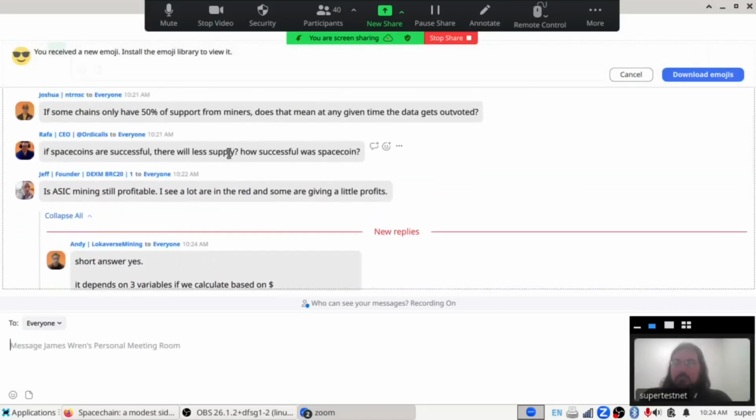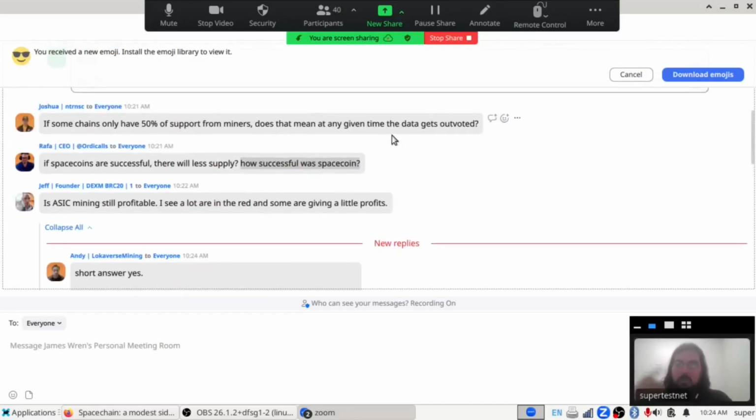If space coins are successful, there will be less supply. How successful was Spacecoin? Well, there haven't been any on mainnet. There are only 2 implementations of a Spacechain: one by me and one by a friend of mine called Fiat Jaff, and both of ours are on Bitcoin's test networks. So they're not successful at all. They're just test things that we made to prove how Spacechains work. If they are successful, there will be less supply? Well, probably not. If they're successful, that means there's demand for them. And since anyone can create them by just destroying Bitcoins, there would probably be as much supply as there is demand for them. If people want to pay for these things, there will be people creating them to meet that demand.